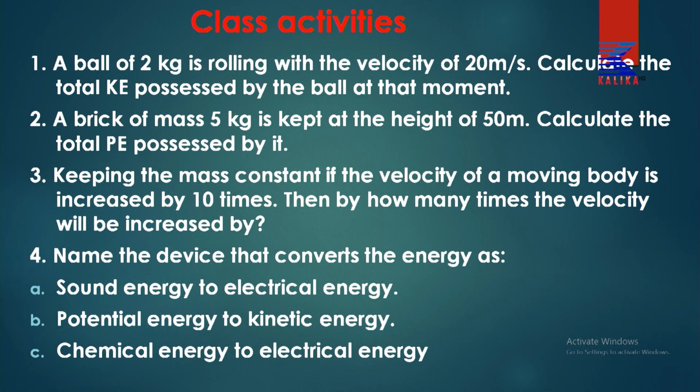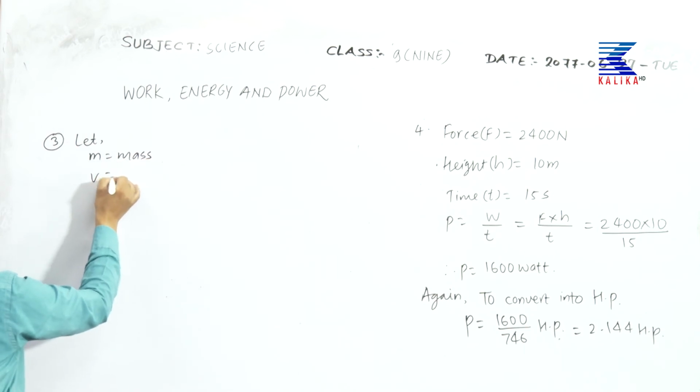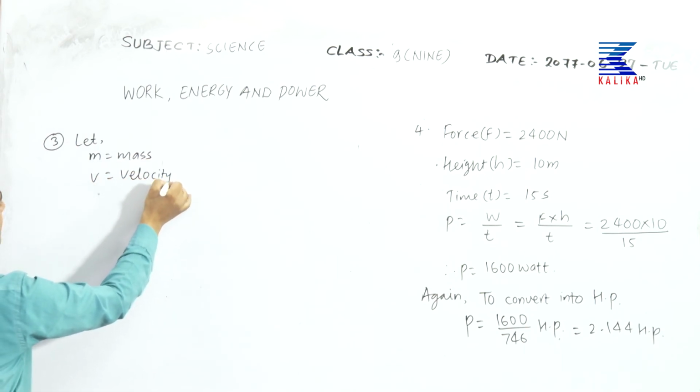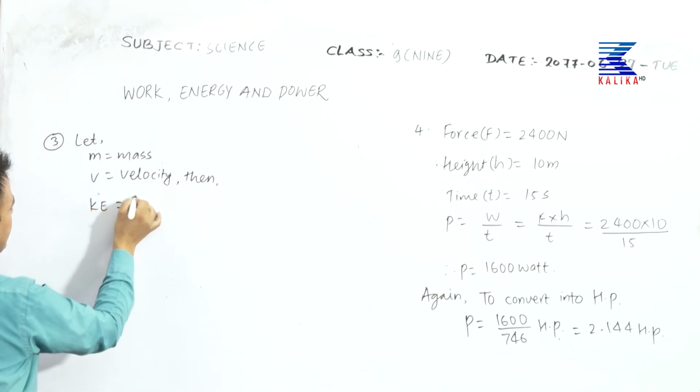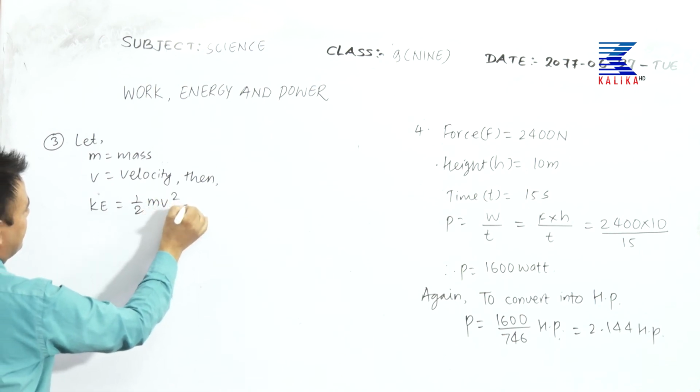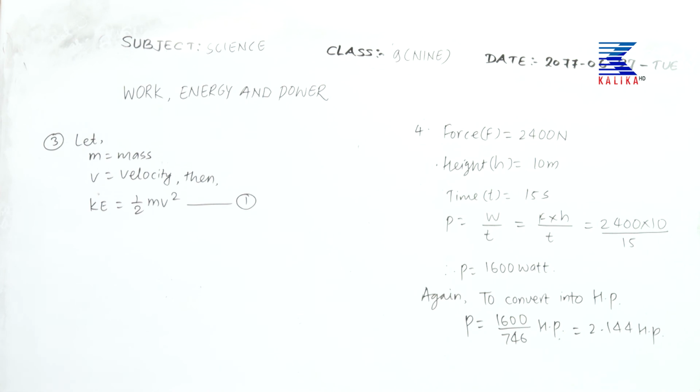Question number 3 says, keeping the mass constant, the velocity of a moving body is increased by 10 times, then by how many times will the kinetic energy be increased? Okay, so I'm solving question number 3 for you. Let m be the mass, v be the velocity, then KE equal to 1 by 2 mv square.